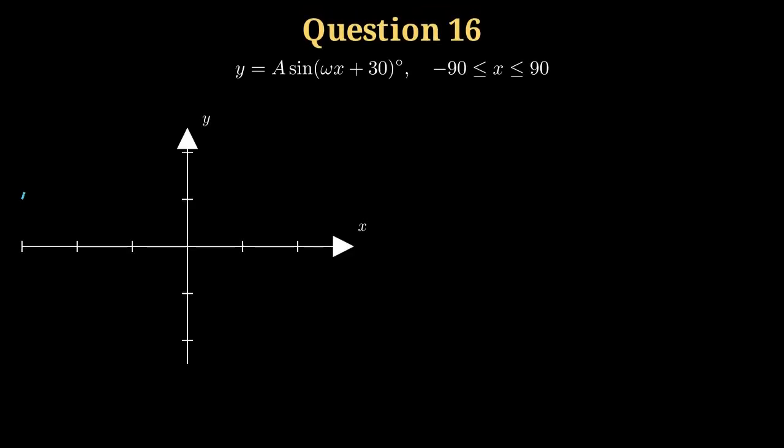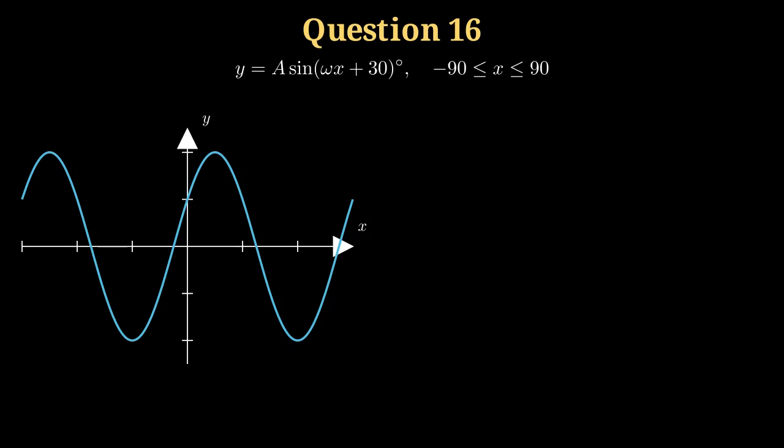Hello and welcome. Let's work through question 16 together. We're shown the graph of a trig function, y equals a sine of omega x plus 30 degrees. Our job is to read off the two scalars, a and omega.